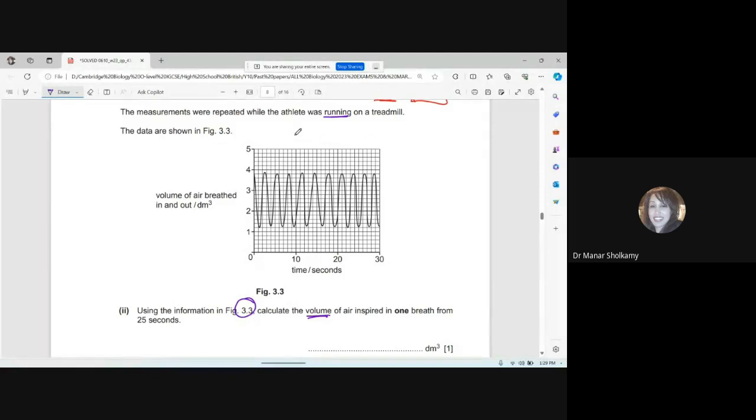Again, this is tricky. You will go first to what time? What will you do? Tell me, what would you do? I don't want to give you the answer. What will you do on the exam? You're all silent. You will tell the examiner, I don't know. What is the volume at 25 seconds?